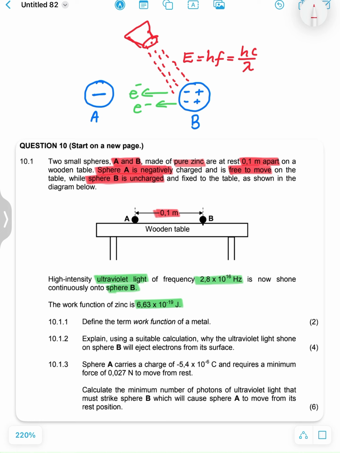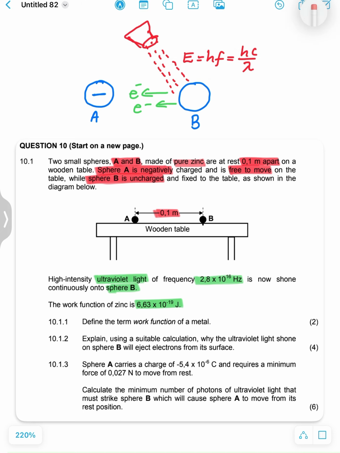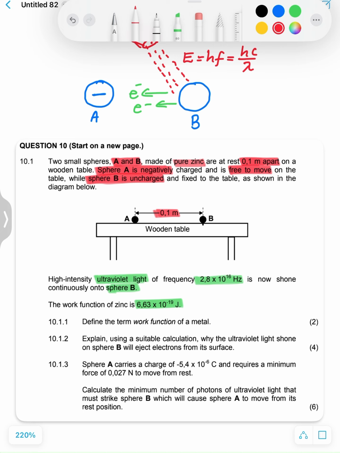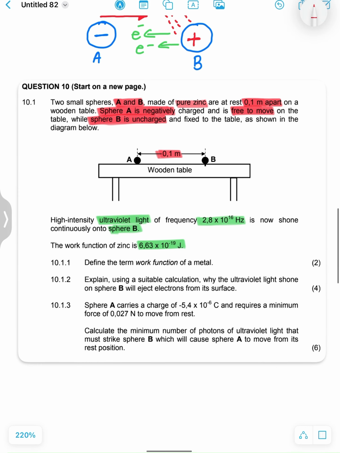When the electrons are ejected, because sphere B is neutral, when it loses electrons, it's going to become positively charged, and then it's going to attract sphere A. So there will be a force of attraction. Remember, sphere B is fixed, it cannot move, but sphere A can move. So sphere A will be attracted to sphere B. That is the whole concept of what is happening in this question.